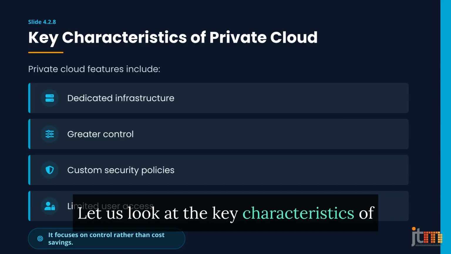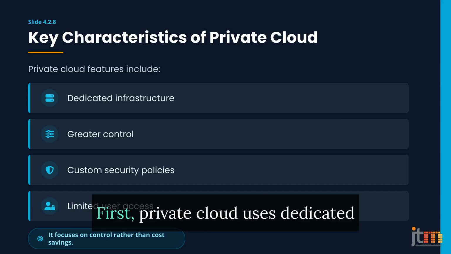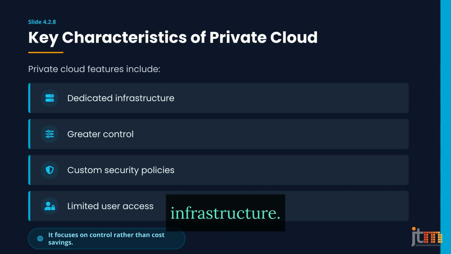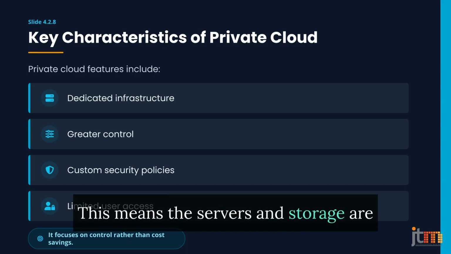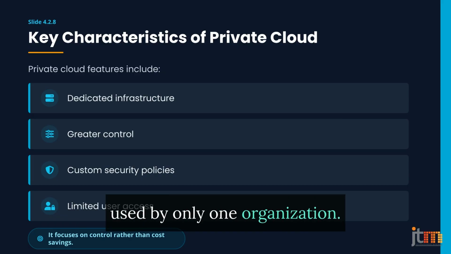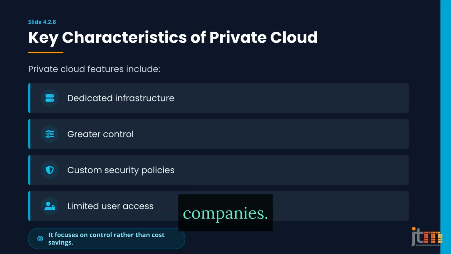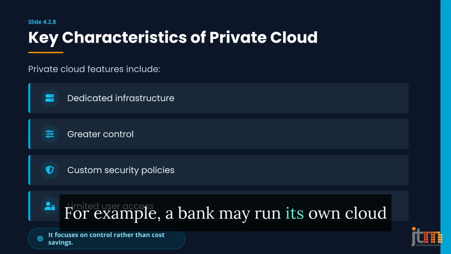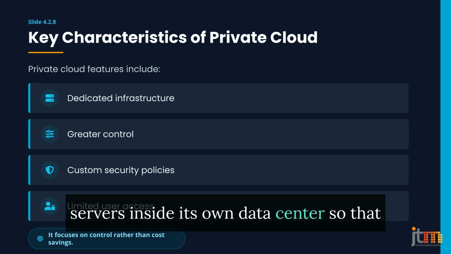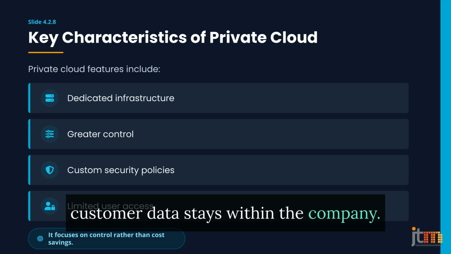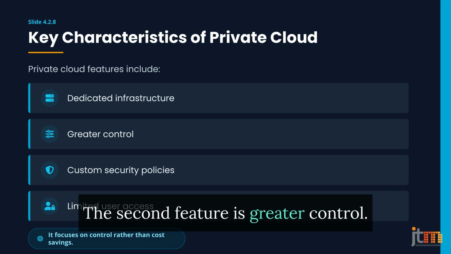Let us look at the key characteristics of private cloud. First, private cloud uses dedicated infrastructure. This means the servers and storage are used by only one organization. They are not shared with other companies. For example, a bank may run its own cloud servers inside its own data center so that customer data stays within the company.